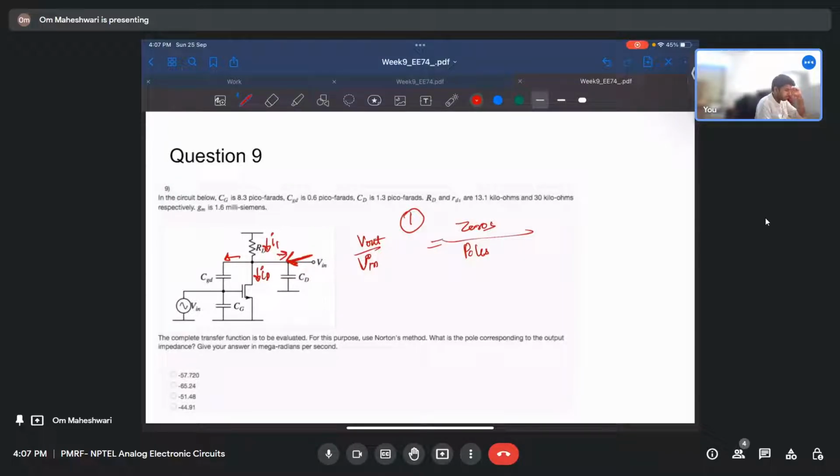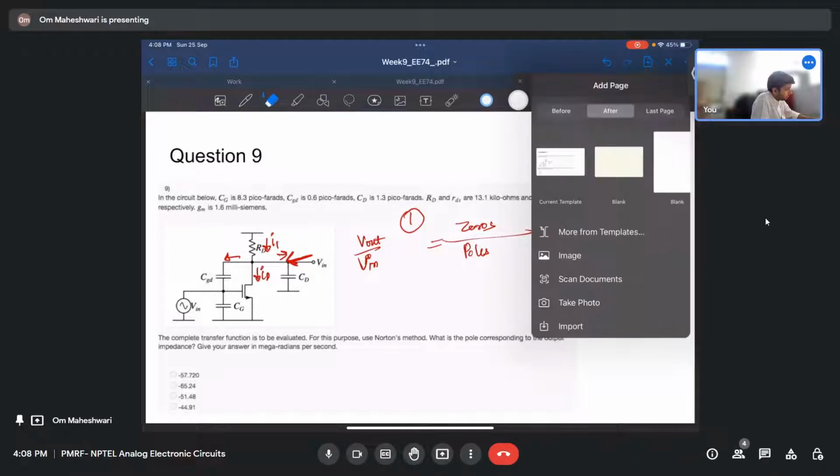Or another way can be, if you do not know the gain, then for this CGD, let us see the values. If CGD is 1.3 pico, okay, we cannot ignore CGD. Fine, so you will have to find the transfer function itself in this question. Or yeah, we can do one thing.